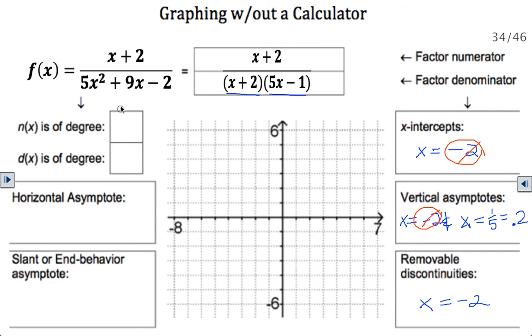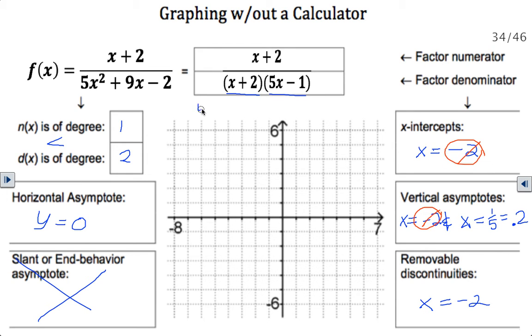Okay, let's look on the left side now. The degree of my numerator is a 1 and the degree of my denominator is 2. The relationship there is that the numerator's degree is less than the denominator's degree. So my horizontal asymptote is at y equals 0. Because I have a horizontal asymptote, I cannot have a slant or end behavior asymptote. And then I think I'm ready.